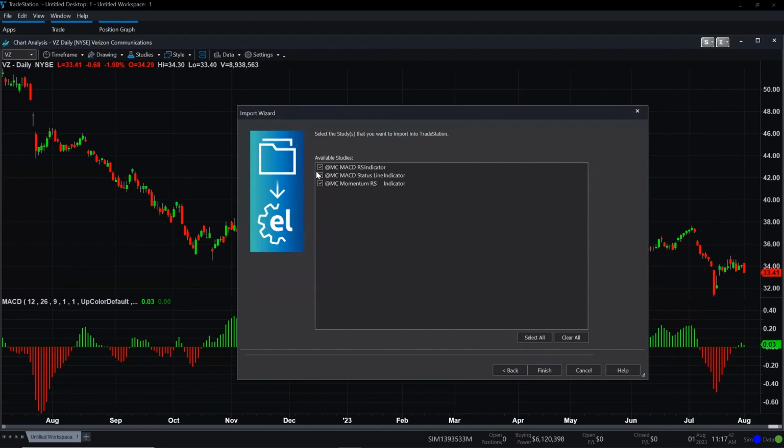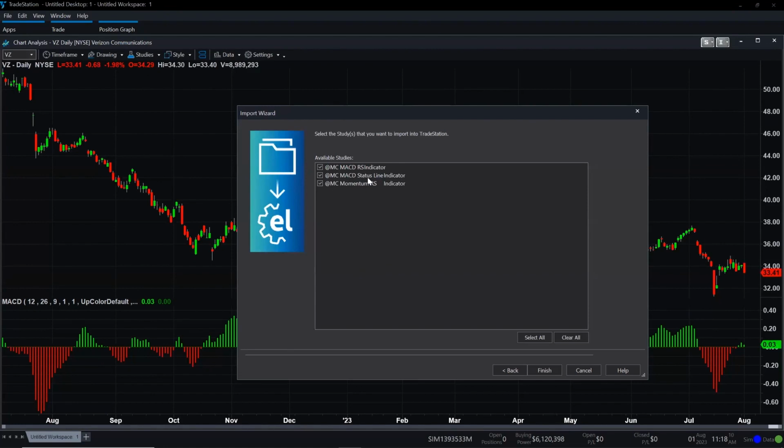By the way, the indicator names start with @MC. It's a prefix that I add to custom indicators that I share with everyone during masterclass. That way you can find them together and you can set them apart from what comes default on TradeStation. But you have 2 of them that are MACD: MACD RS indicator and MACD status line indicator.